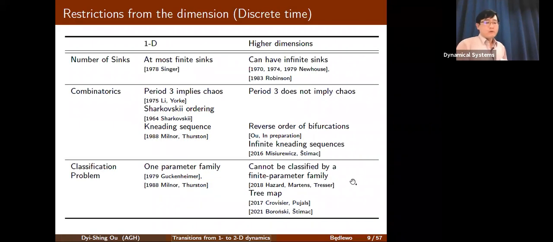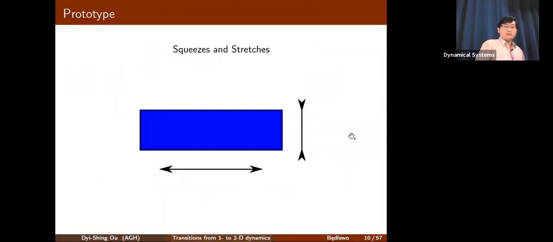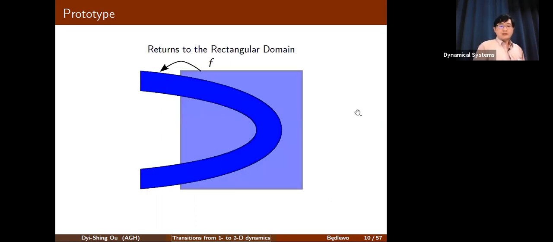In order to study what happens when the dimension of the system increases from one dimension to two dimensions, let us introduce a prototype map. So now we start from a rectangular domain. And the first step is we squeeze and stretch the rectangular domain and then fold the set. Then it returns to the rectangular domain. So this defines our prototype map.